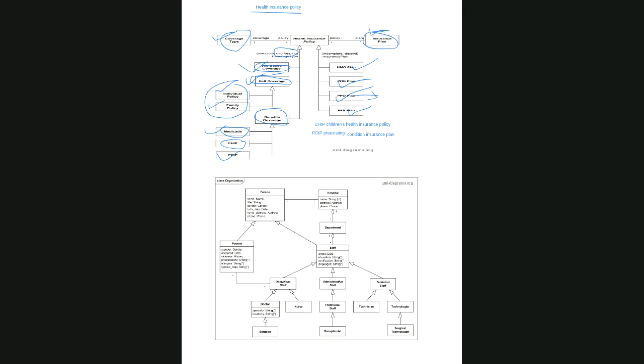plans. Okay, the insurance plan generalization set is incomplete here. Do you see here, incomplete? Yes, it is incomplete because this is not the complete list. You may have some other kinds of insurance also. That's why we put incomplete here.